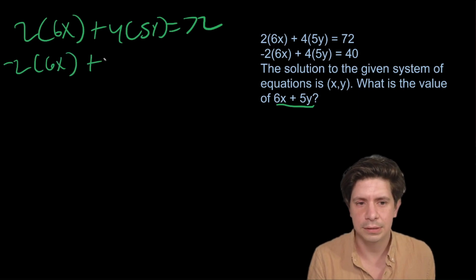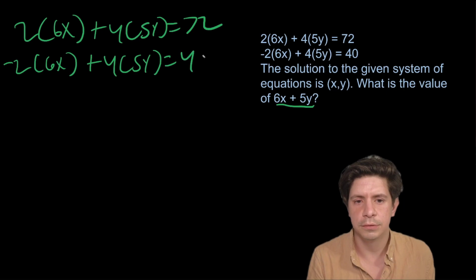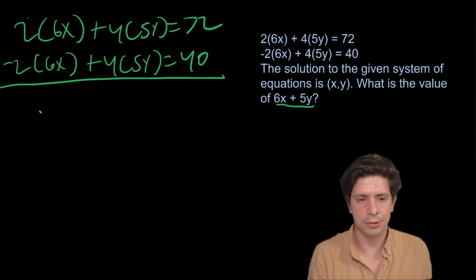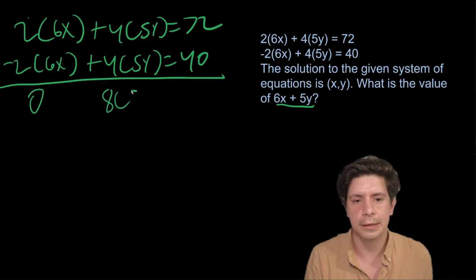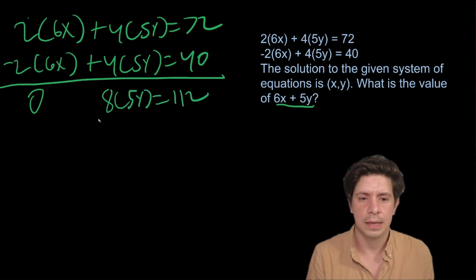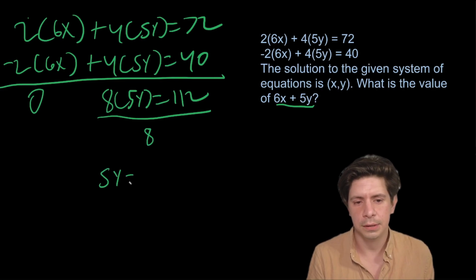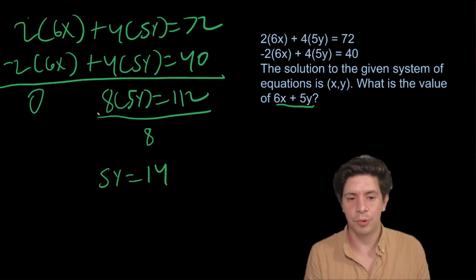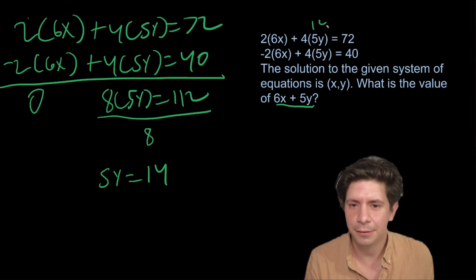So we have this, then we have this, then we have 5y equals 40. Now I'm going to add them together because these will cancel. We're going to get 8 times 5y equals 112. Then we're going to divide by 8 and get 5y equals 14. And now I'm just going to leave it. I'm not going to worry about what y is. I'm just going to worry about what 5y is. Then I can plug that in here.